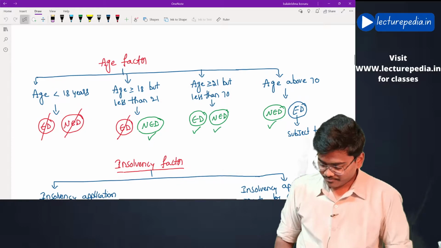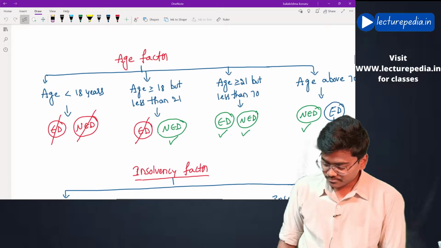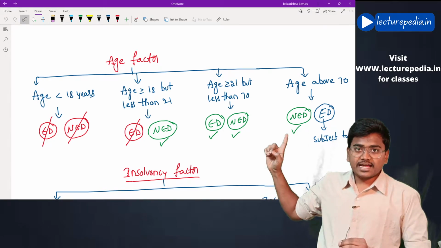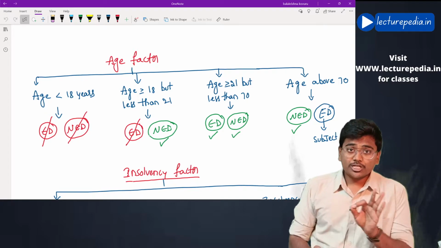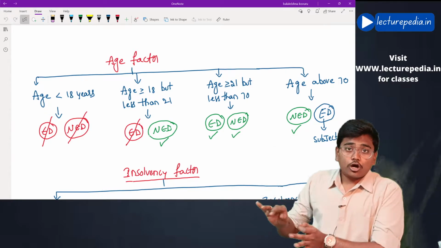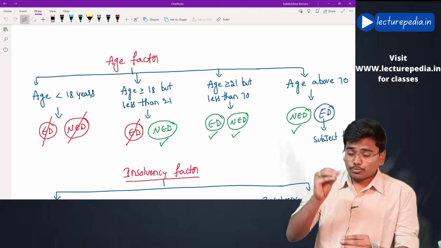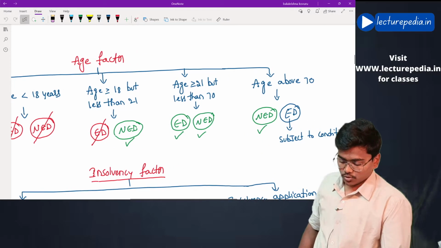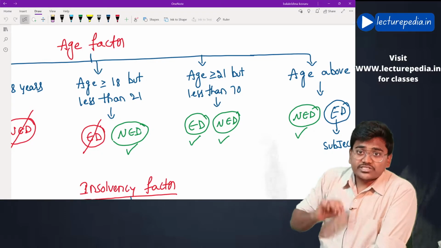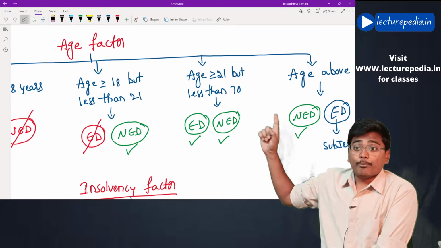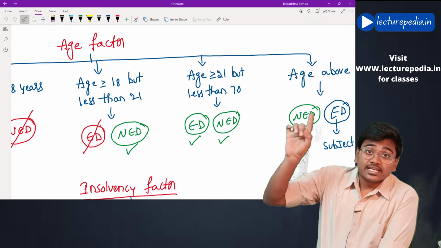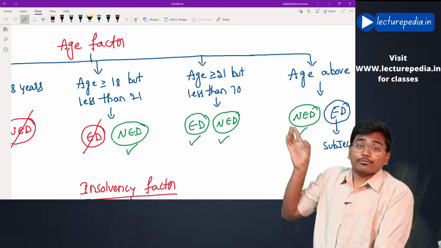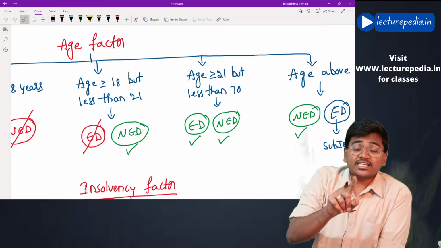Age factor. See, if the age of the person is less than 18 years, then he cannot be appointed as either executive director nor non-executive director. Okay, for a person to be appointed as a director, first of all he should be having age of more than 18 years. Next, if the age of the person is more than or equal to 18 but less than 21, in that case he can be appointed as non-executive director but cannot be appointed as executive director, because for appointing a person as executive director his age should be more than 21.